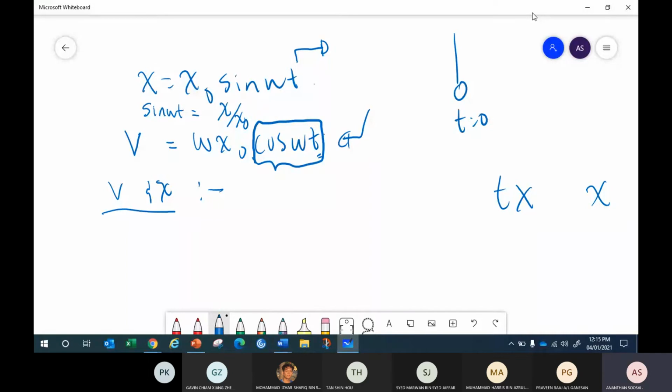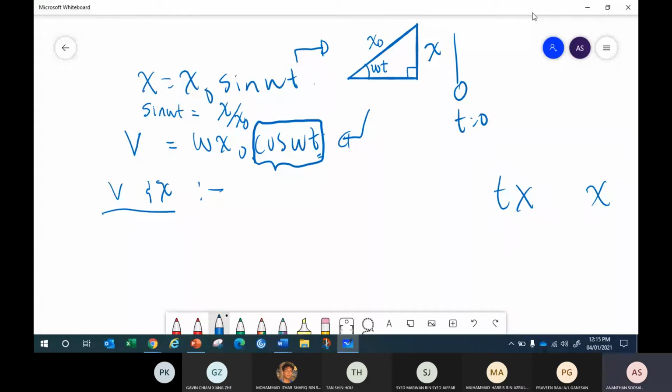So we make a triangle, where this is your omega t, your angle. So sine omega t is x over x naught. Sine is what? Opposite over hypotenuse. Sine omega t is x over x naught, which means in this triangle, the opposite will be x and the hypotenuse will be x naught, correct? Opposite over hypotenuse is your sine.